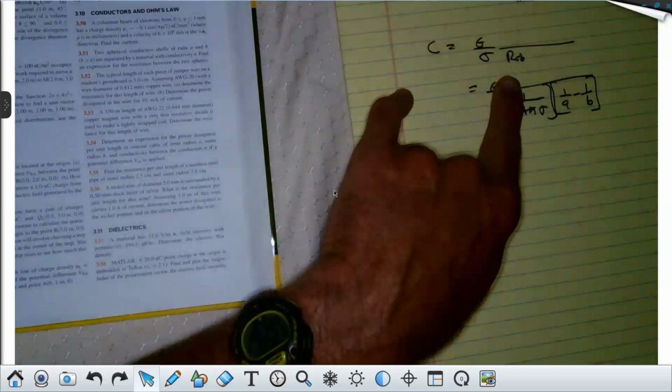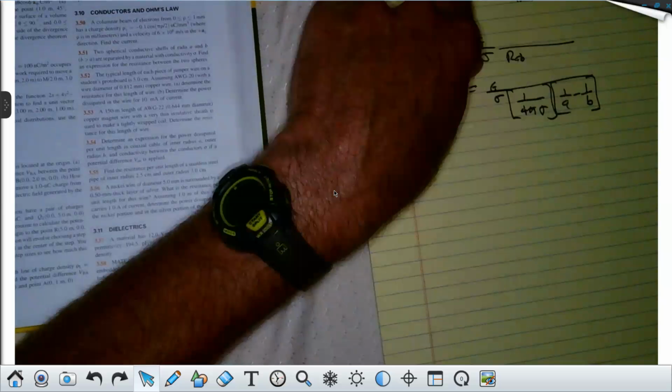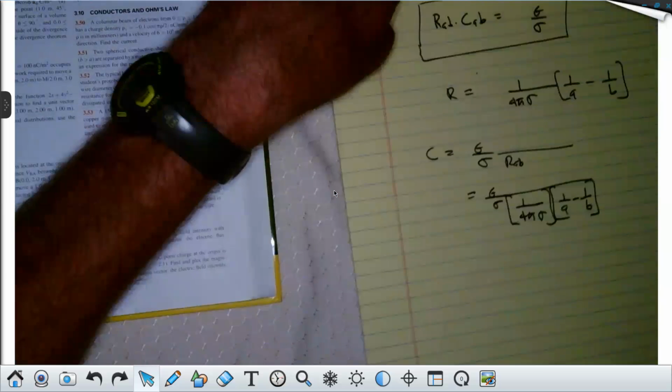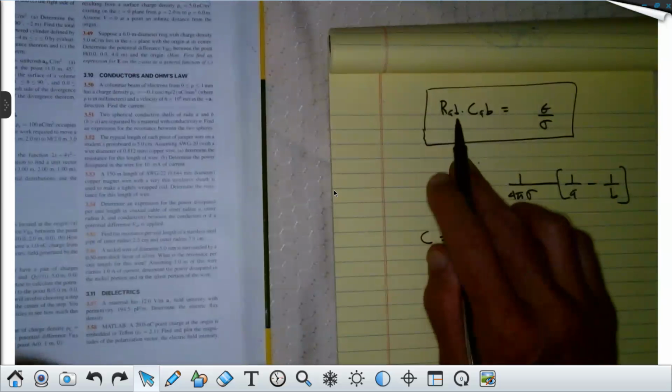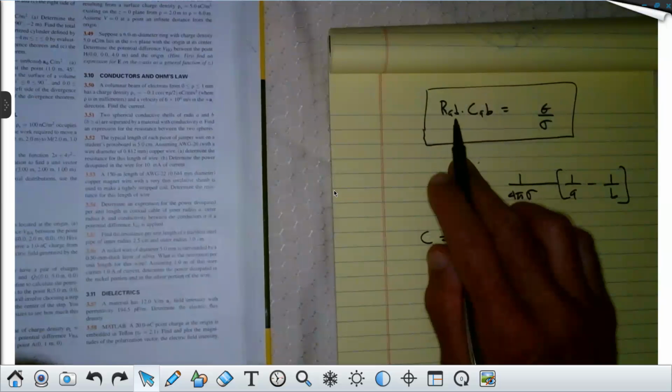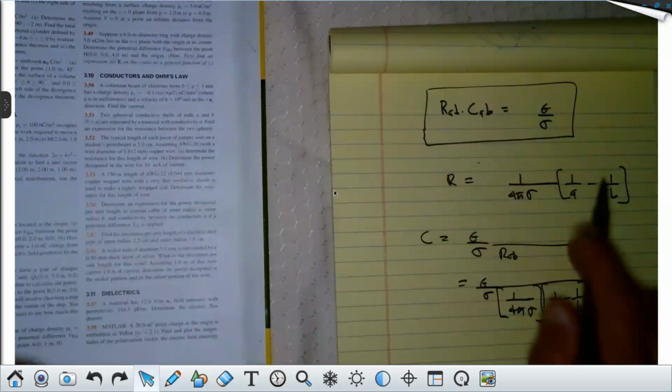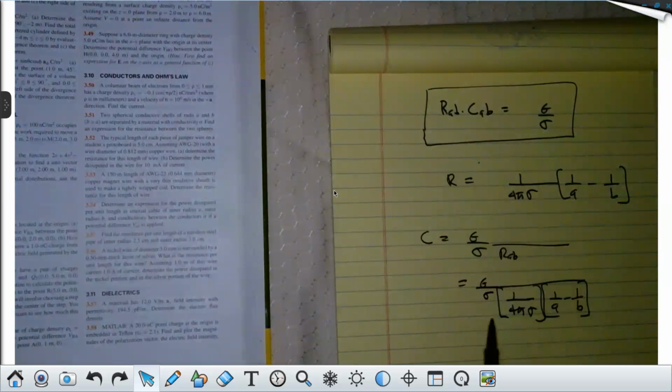You all see that? I've just taken the resistance I found, and first I'm using this equation. I'm going to solve for the capacitance. I've got this equation right here. I want the capacitance. I just calculated the resistance, didn't I, class? So I take 1 over the resistance times epsilon over sigma. There's epsilon over sigma. There's 1 over the resistance, and that's this. Do you all see it, class?